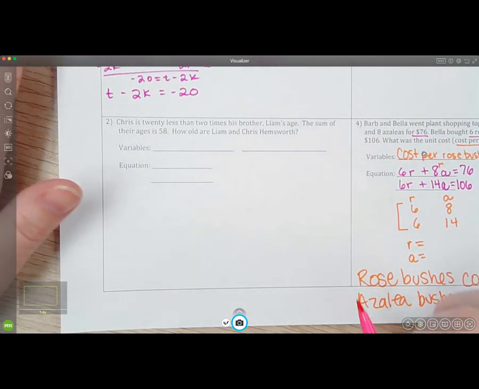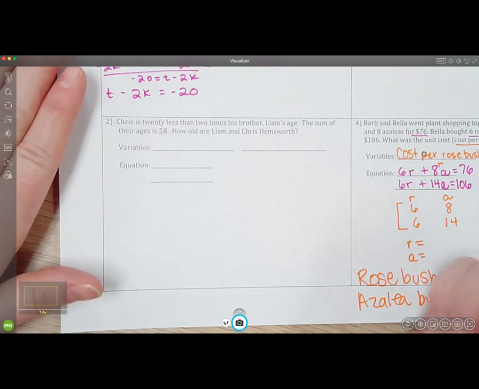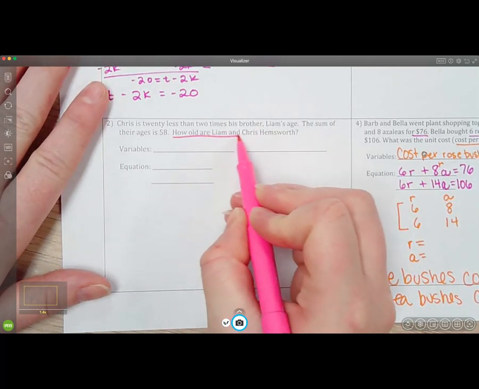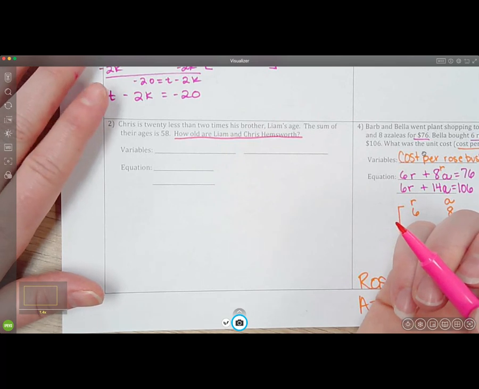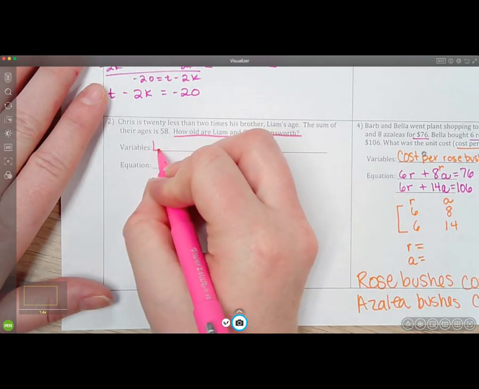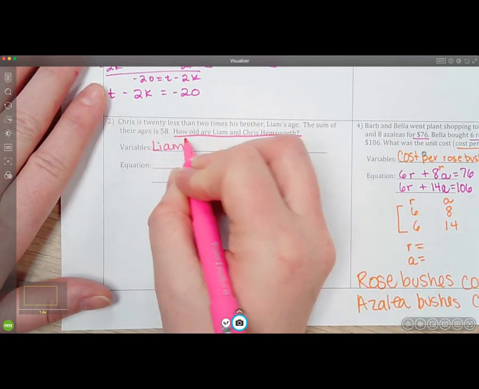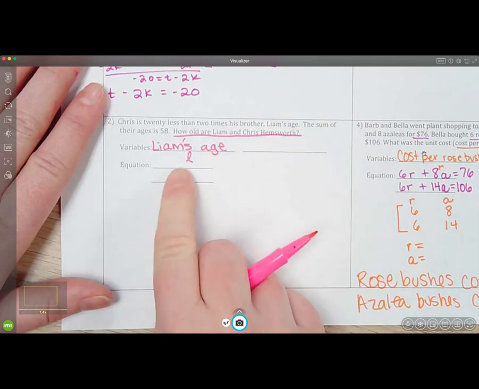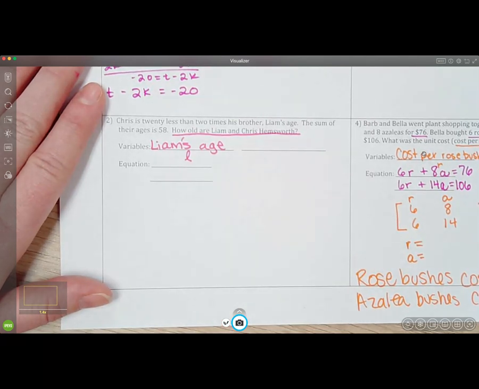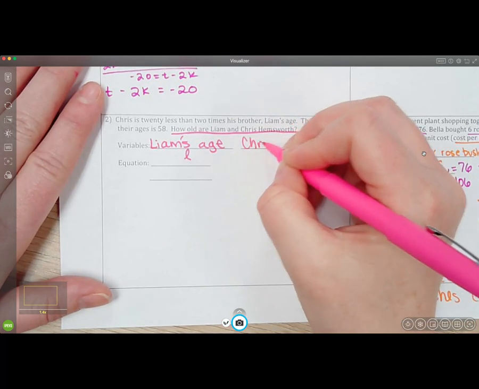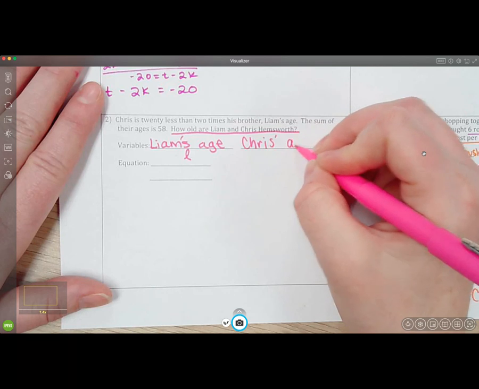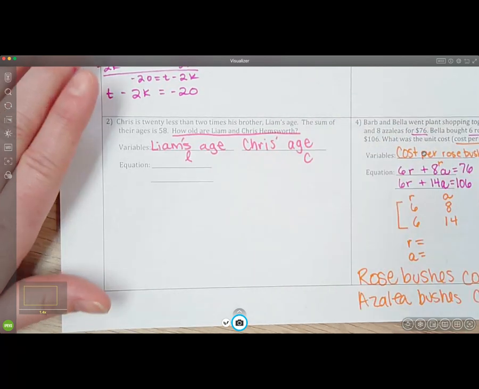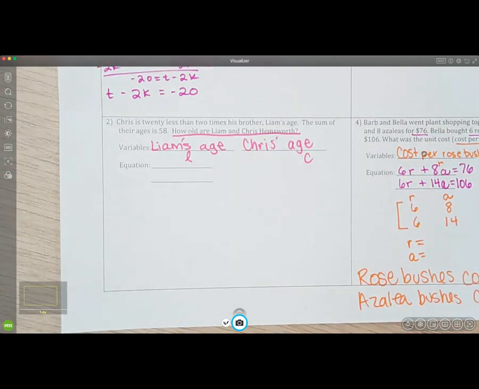So we need to write our variables down. The question actually gives us what our variables are. How old are they? So we'll do Liam's age. I'm going to do an L. I like to do a cursive L so it doesn't look like a 1. And then Chris's age. Or you can do an uppercase L. That'd be fun too.